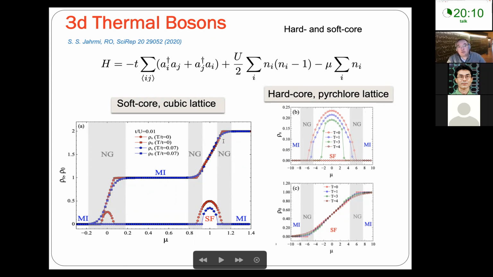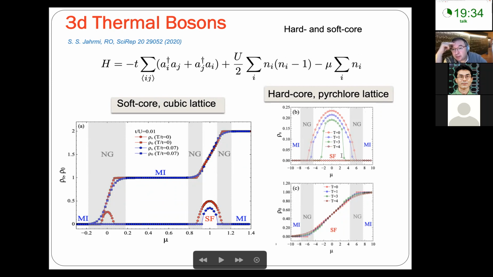We did the same calculation for the pyrochlore lattice, where this time we only did hardcore bosons. Actually, we will also do softcore bosons, but I think we just did hardcore bosons for demonstrative purposes. And again, we see the same type of effect. So the superfluid phase at 0 temperature is very well established with our algorithm. We start switching on the temperature, and the superfluid phase gets smaller and smaller until it eventually completely disappears.